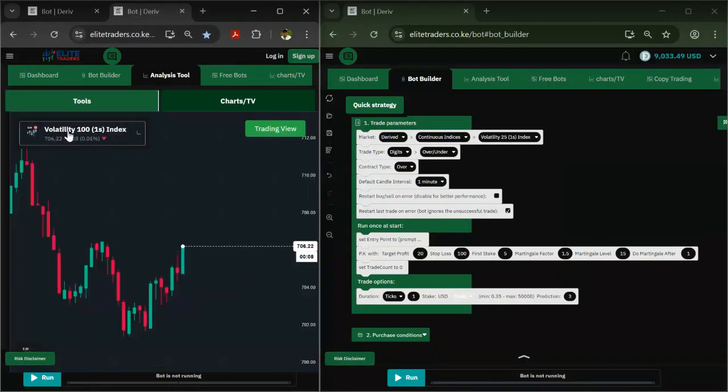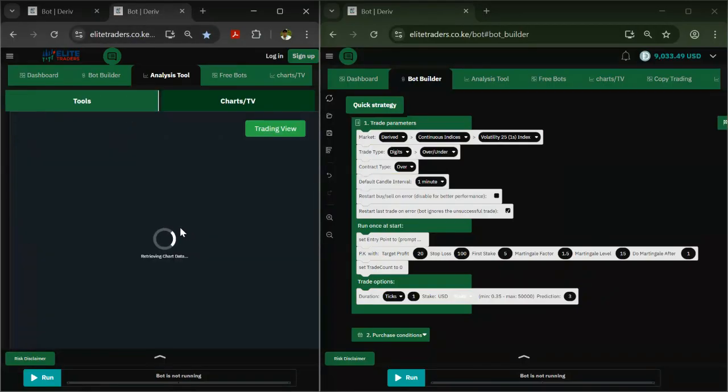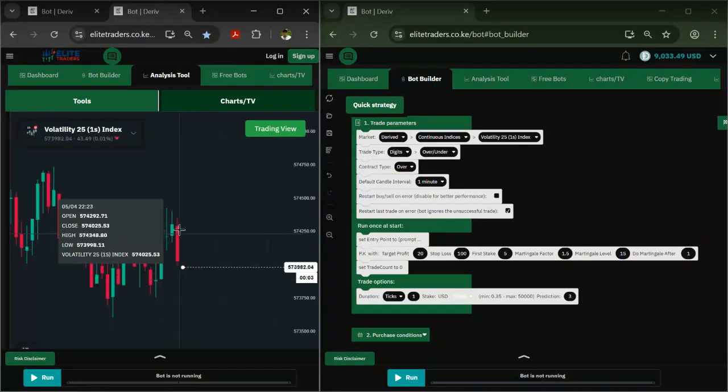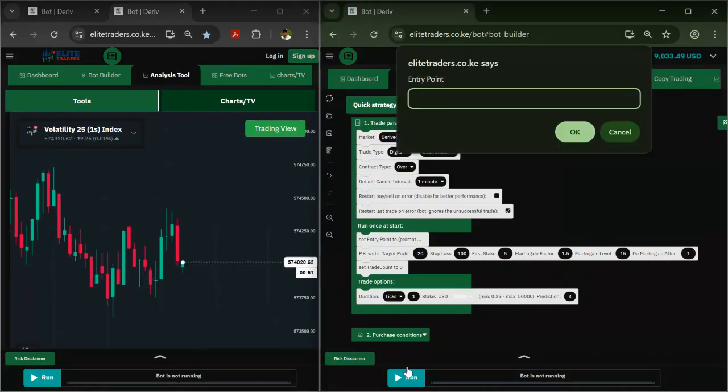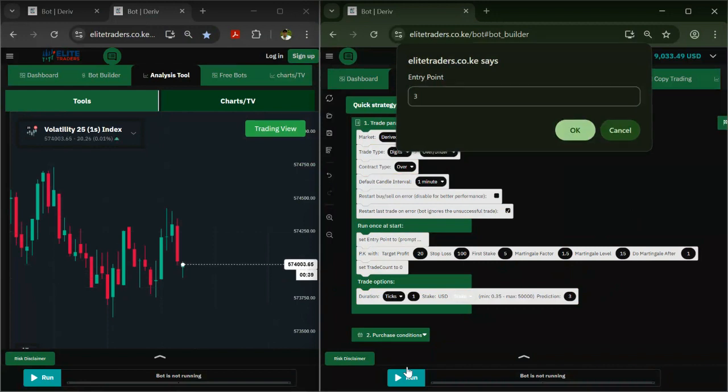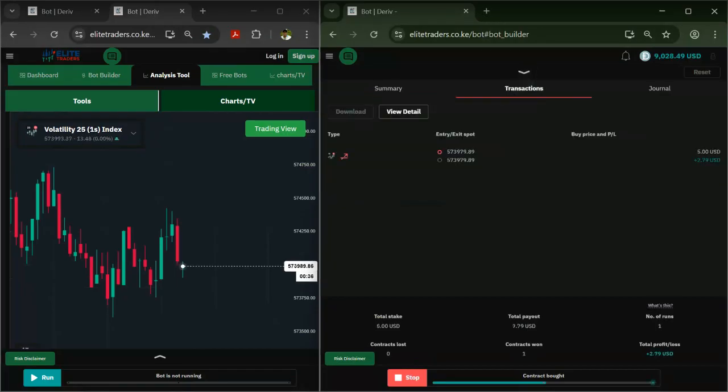Then open volatility 25 1s here, and since we want to trade over, the market should be on an up trend. So currently the market is on a down trend. So what we do, we wait for the market to take an up trend, then we can just make an entry. Yeah. Fall. So this market is on a fall, but inaingia hapo na retest. Hivyo tu, that's a loss.